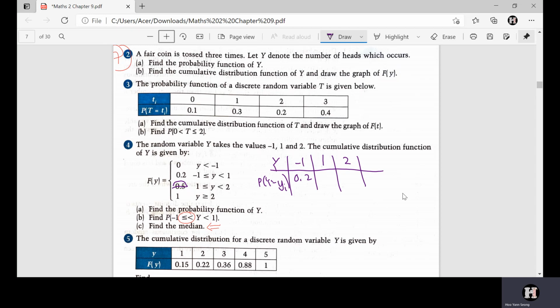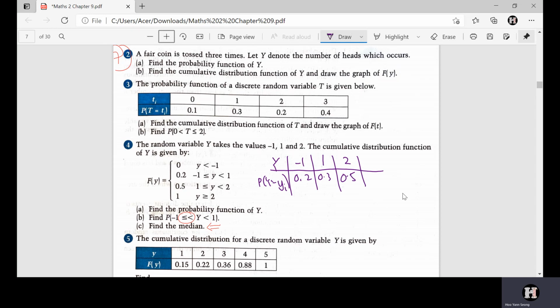It depends on how you want to do it: you can subtract from the top, or you can find the difference between these two. It's up to you. This one is quite easy. This one is 0.3, this one is 0.5. And what is the median? It is 0.5, so it's at 1, not at 2, because when you cross over here, it's already greater than 0.5, so your median is 1.